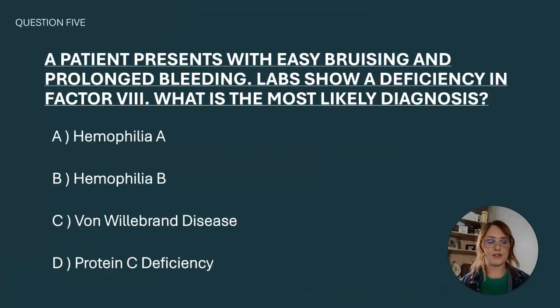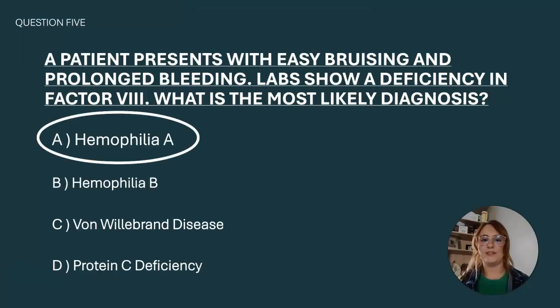All right, our last question, question number 5. Let's look at a patient, a little clinical situation here. A patient presents with easy bruising and prolonged bleeding. Labs show a deficiency in factor 8. What is the most likely diagnosis? A, hemophilia A, B, hemophilia B, C, von Willebrand disease, or D, protein C deficiency.